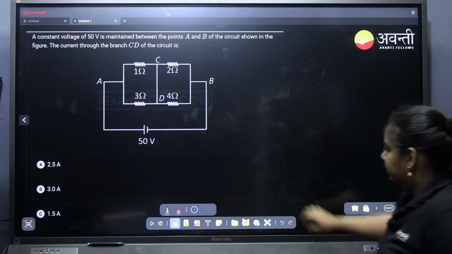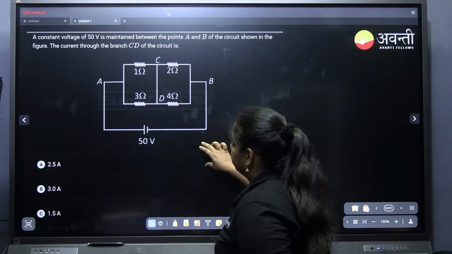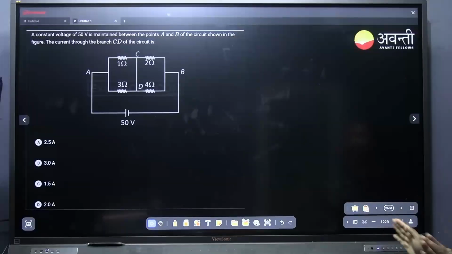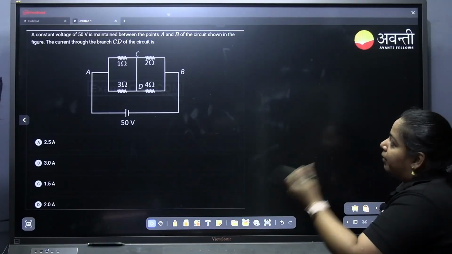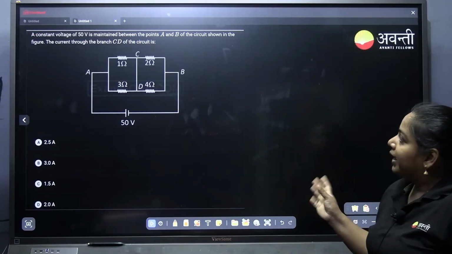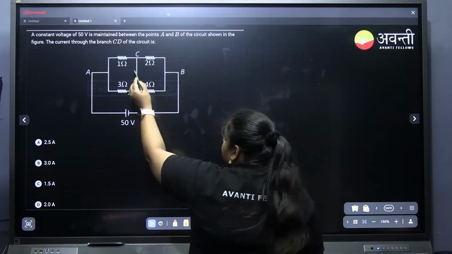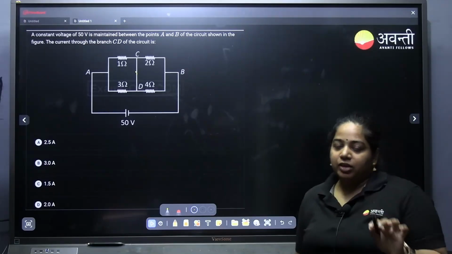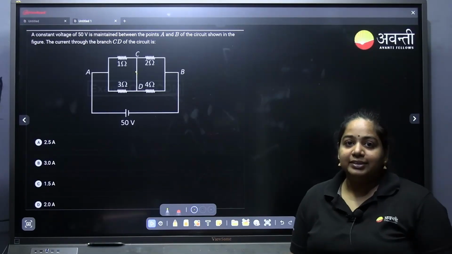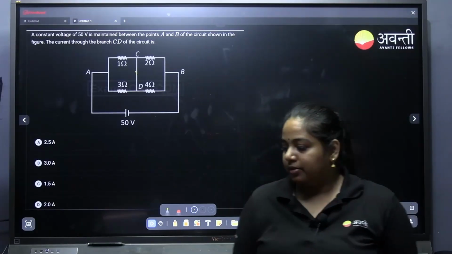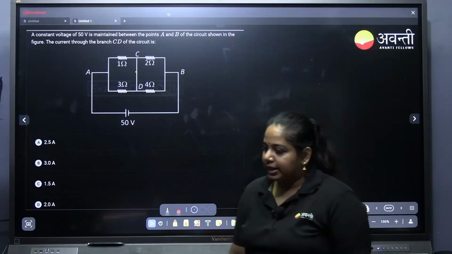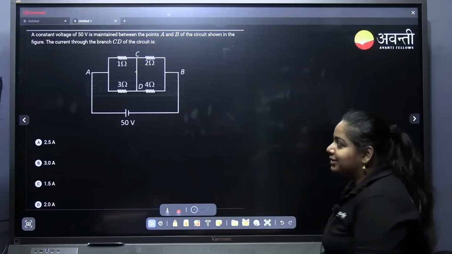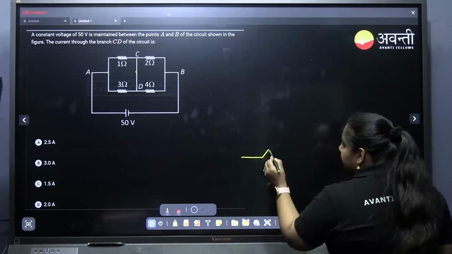Next one. I hope everybody can see the question. A constant voltage of 50 volt is maintained between the points A and B. What is the current through branch CD? That is the question. First check if it is in a Wheatstone bridge like balancing condition. Is it in balancing condition? If it's in balancing, we can say there will be no current. Since it's not balancing, we have to find it like this.